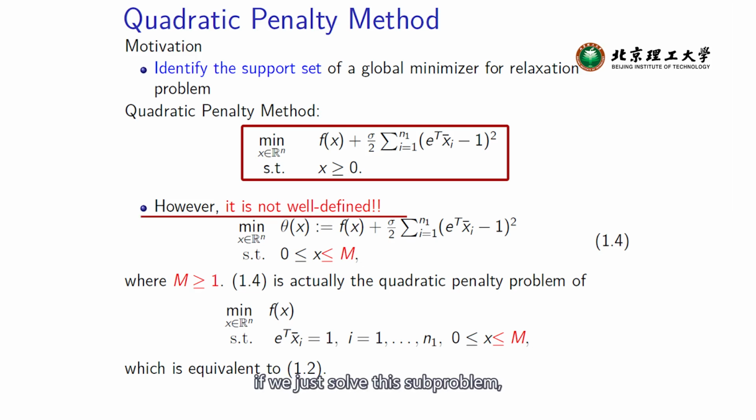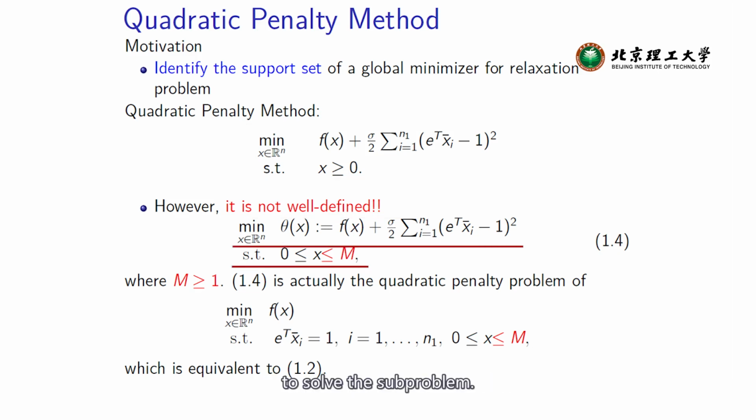However, if we just solve this subproblem, it is not well defined because, as we may remember, this f of x is an x power 3 objective function. It will go to minus infinity as x tends to infinity. Therefore, we need to add some bounds to this feasible part in order to keep this problem well defined. That's why we add an upper bound here to solve the subproblem, this one, okay?